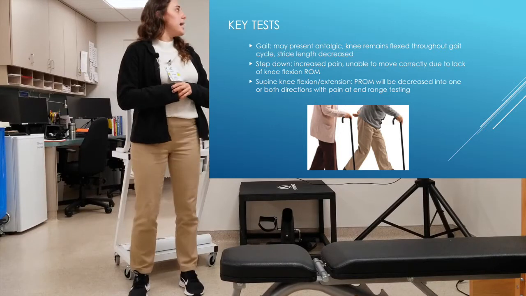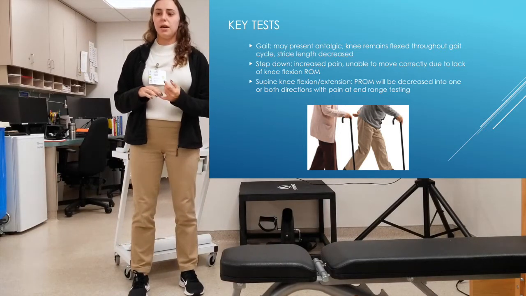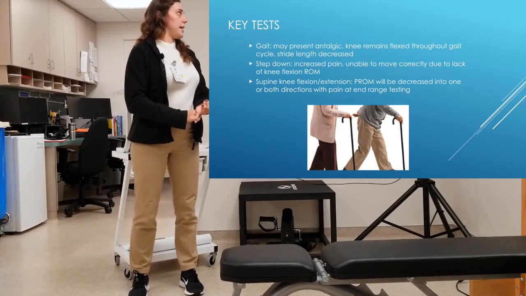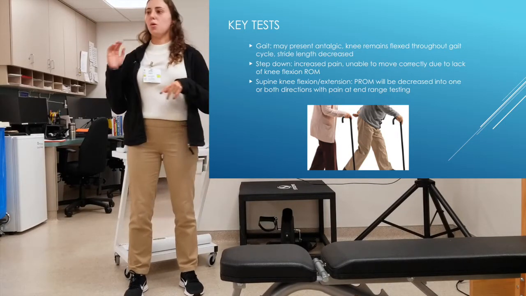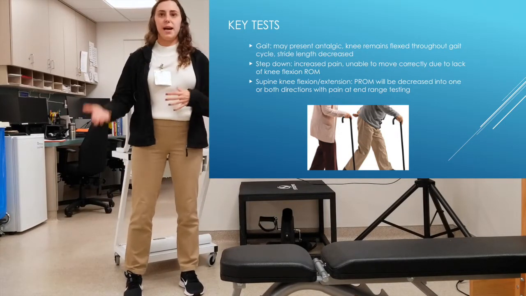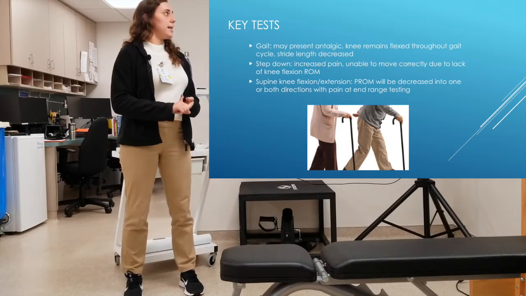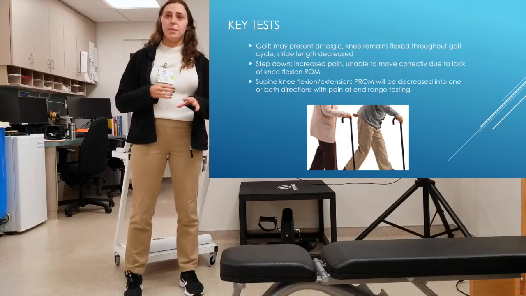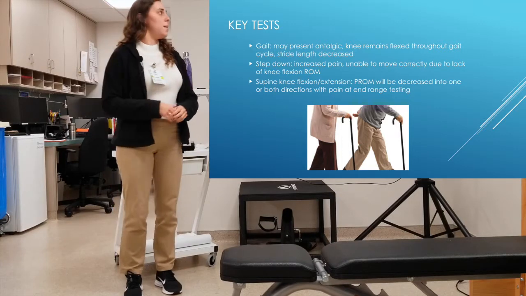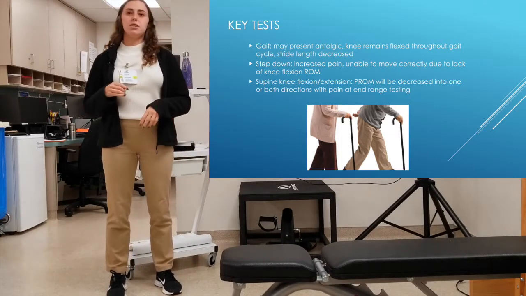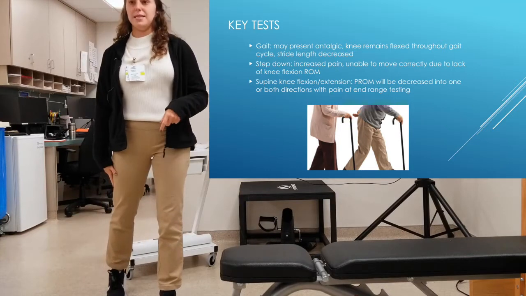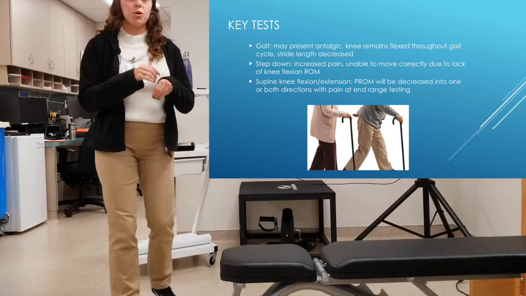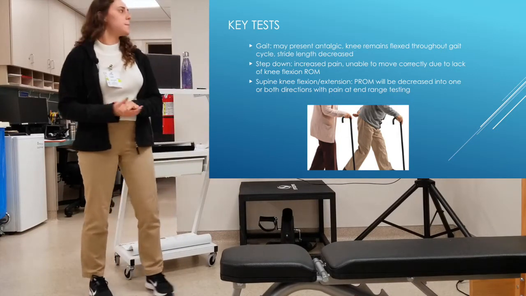So good tests for these patients, we want to look at their gait. We want to see if it's antalgic or if they're putting more weight on one leg than the other. They might be trying to protect that one side, especially if it's been immobilized. They might not be wanting to put that weight on the affected side. They might also have a shorter stride length just because they're not able to get that full knee extension. So they're taking shorter steps because they're compensating.